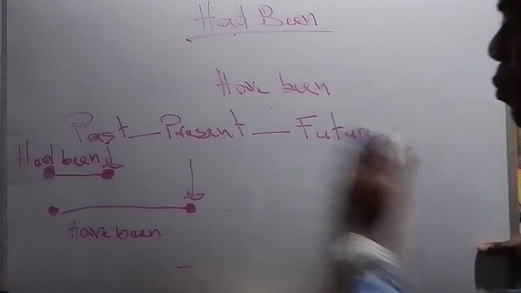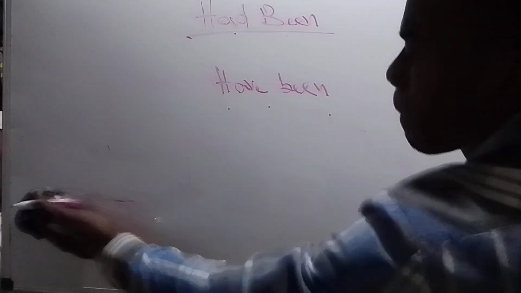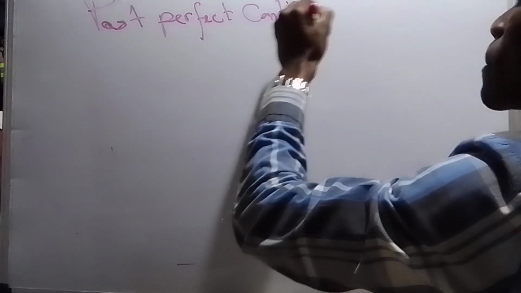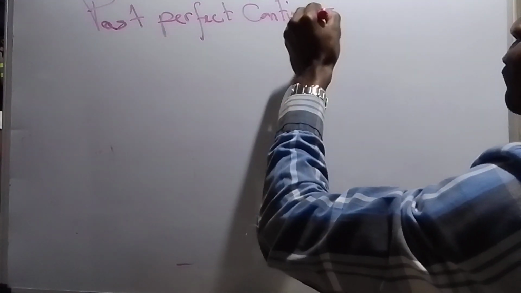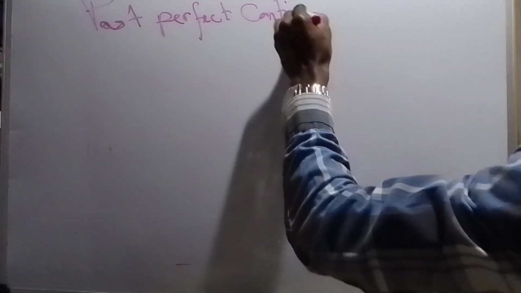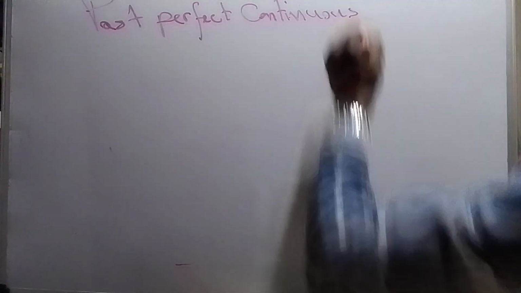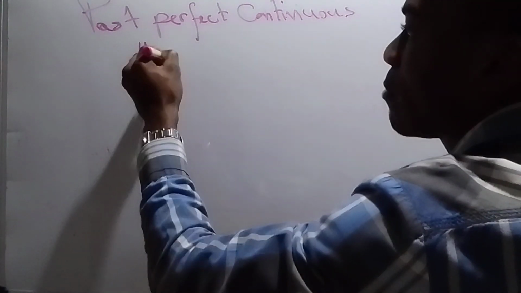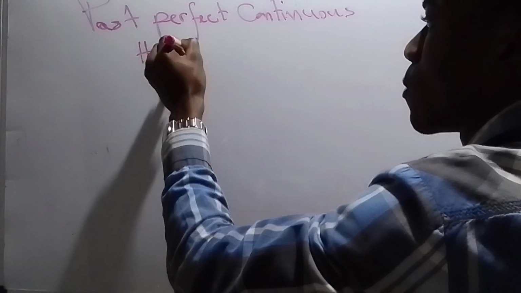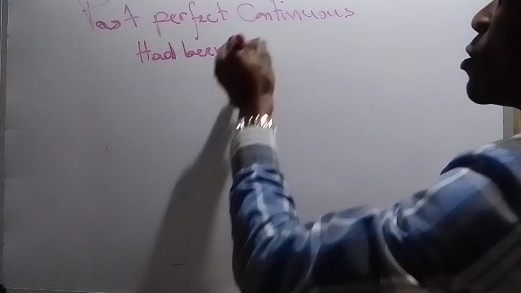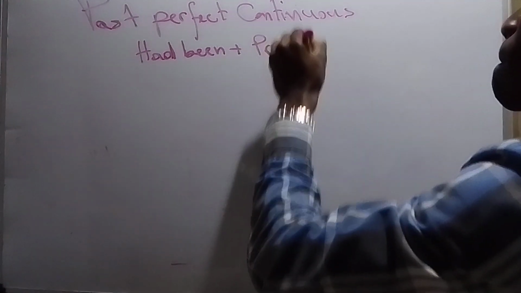So let me show you some examples. For had been, for the past perfect continuous, that's the construction: had been plus present participle.